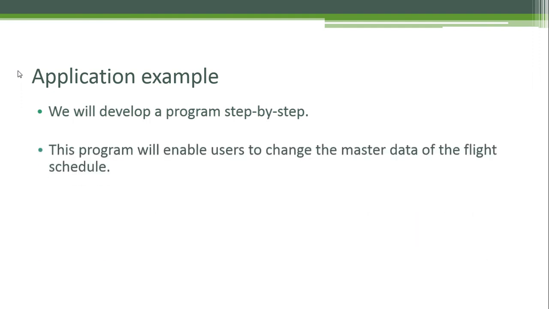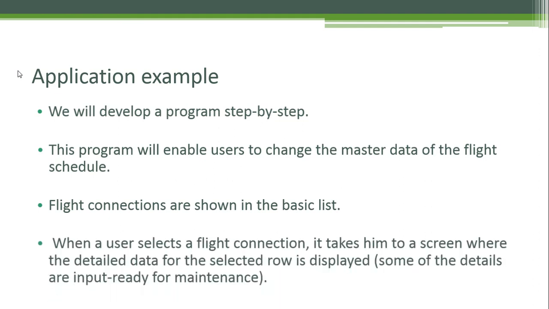So the application example that we have. We will develop a program step by step. This program will enable users to change the master data of the flight schedule. Flight connections are shown in the basic list. When a user selects a flight connection, it takes him to a screen where the detailed data for the selected row is displayed. Some of the details are input ready for maintenance.